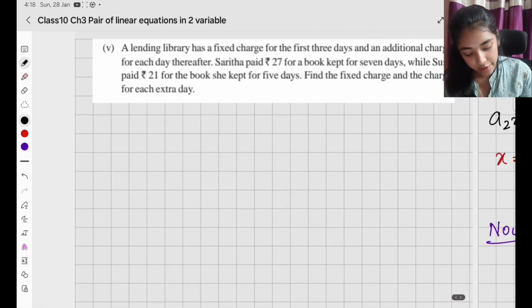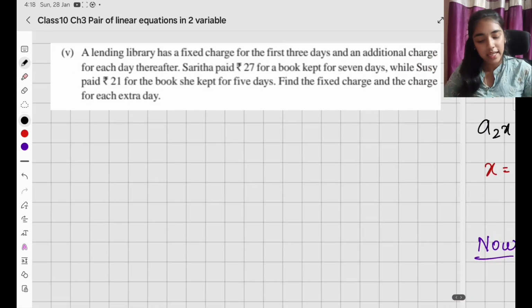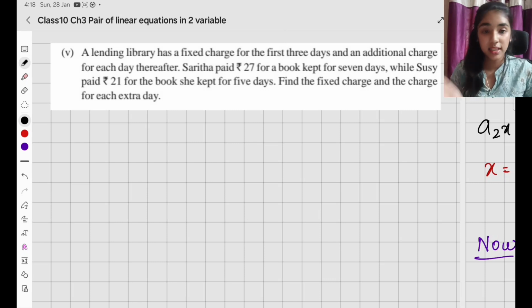Now, fifth subsection, last subsection. A lending library has a fixed charge for 3 days, first 3 days, and additional charge for each day thereafter. Okay, ஒரு first 3 daysக்கு ஒரு amount, அப்புறம் அதுக்கப்புறமா வர மற்ற டேஸ்க்கெல்லாம் each dayக்கு you have to pay them. Okay, so Sarita paid rupees 27 for the book kept for 7 days, while Susie paid 21 for the book that she kept for 5 days. Find the fixed charge and the charge for each day.